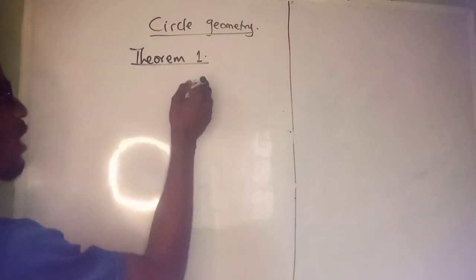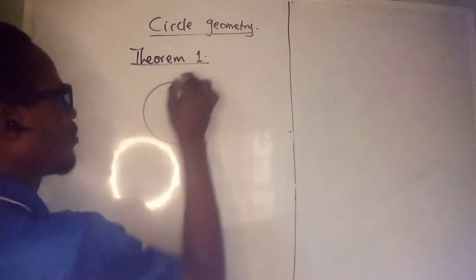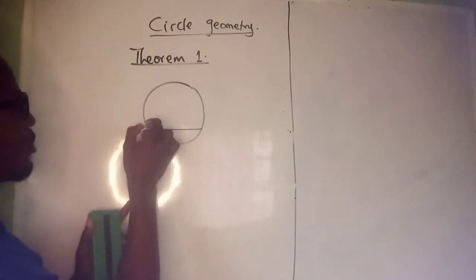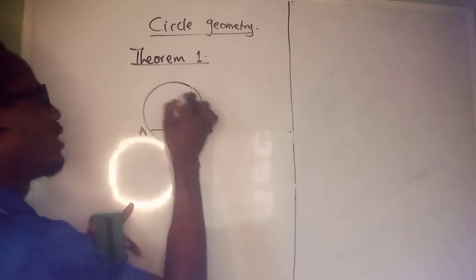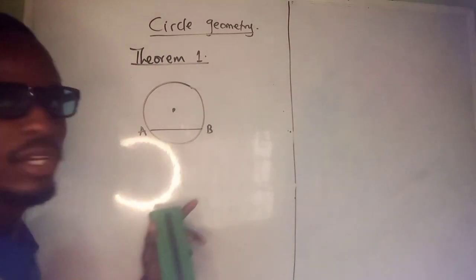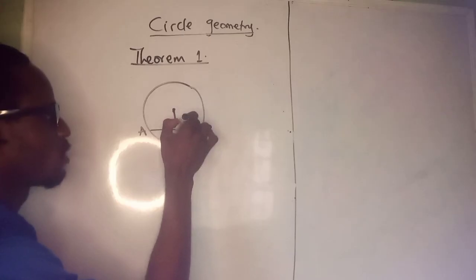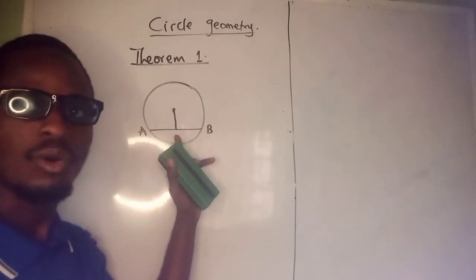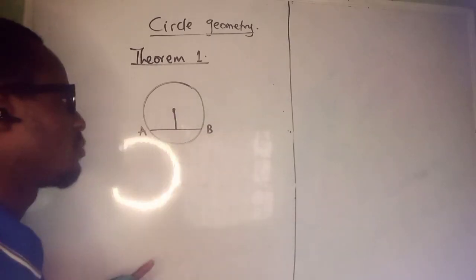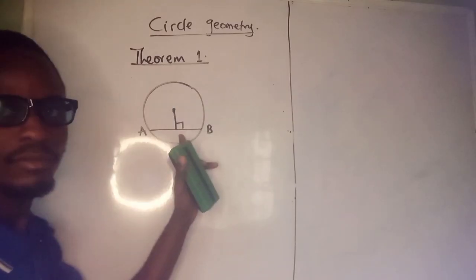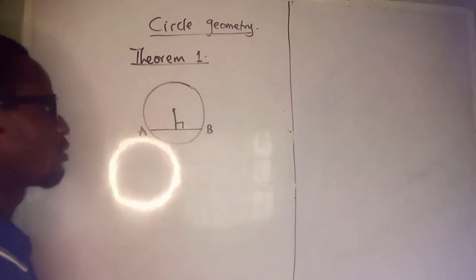So which means if I have a circle now, then I have a chord. This chord is not actually a diameter. So now AB, then you have the center of the circle here. If any line is drawn from this center to touch this chord, that means it has divided this chord into 2 equal parts. And at the same time, this line would be at right angle to this chord. That's what the theorem is trying to talk about.